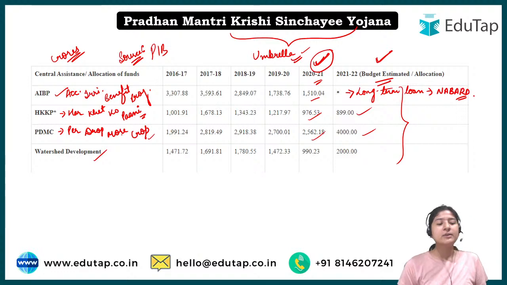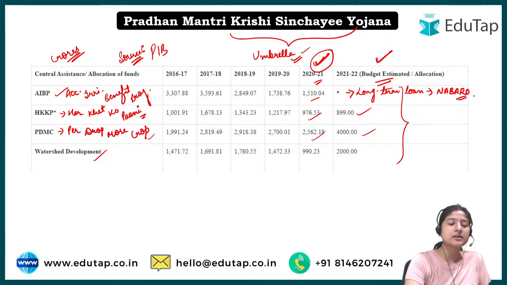Then for watershed development, what is a watershed? Basically, see what happens in many areas.